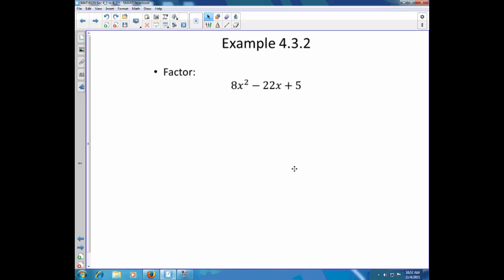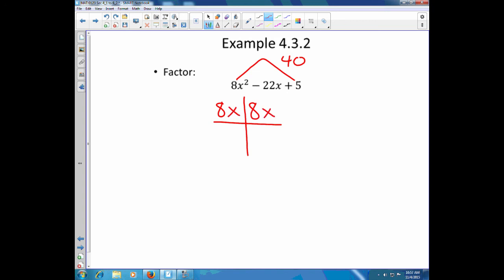So here for this example, we can use the same method. We're going to take the first number and the last number and multiply them together. 8 times 5 is 40. And now we're going to make ourselves a box and write the coefficient both times, 8 and 8, and split the variable, x and x. Now we need two numbers that multiply to give you 40 and add to give you negative 22.